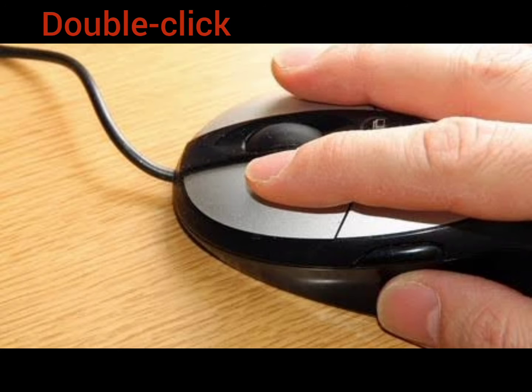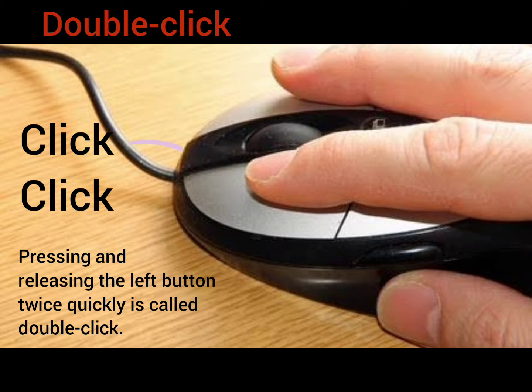Now we will see double click. So pressing and releasing the left button on a mouse twice quickly is called double click.